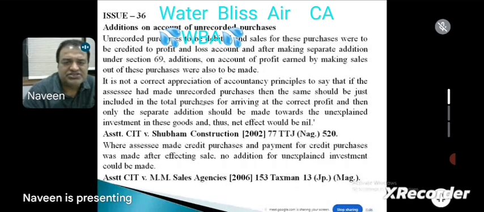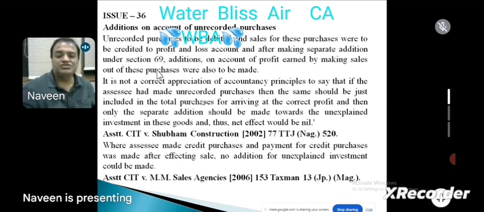What about unrecorded purchases? Unrecorded purchases were to be debited and sales for these purchases were to be credited to the P&L account, and after making a separate addition under section 69, additions on account of profit earned by making sales of these purchases were also to be made. It is not the correct appreciation of accountancy principles to say that if the assessee had made unrecorded purchases, then the same should just be included in the total purchases for arriving at a correct profit, and then only a separate addition should be made towards the investment in these goods, and thus the net effect would be nil. Where the assessee made trade purchases and payment for trade purchases was made after effecting sale, no addition for the investment would be made.